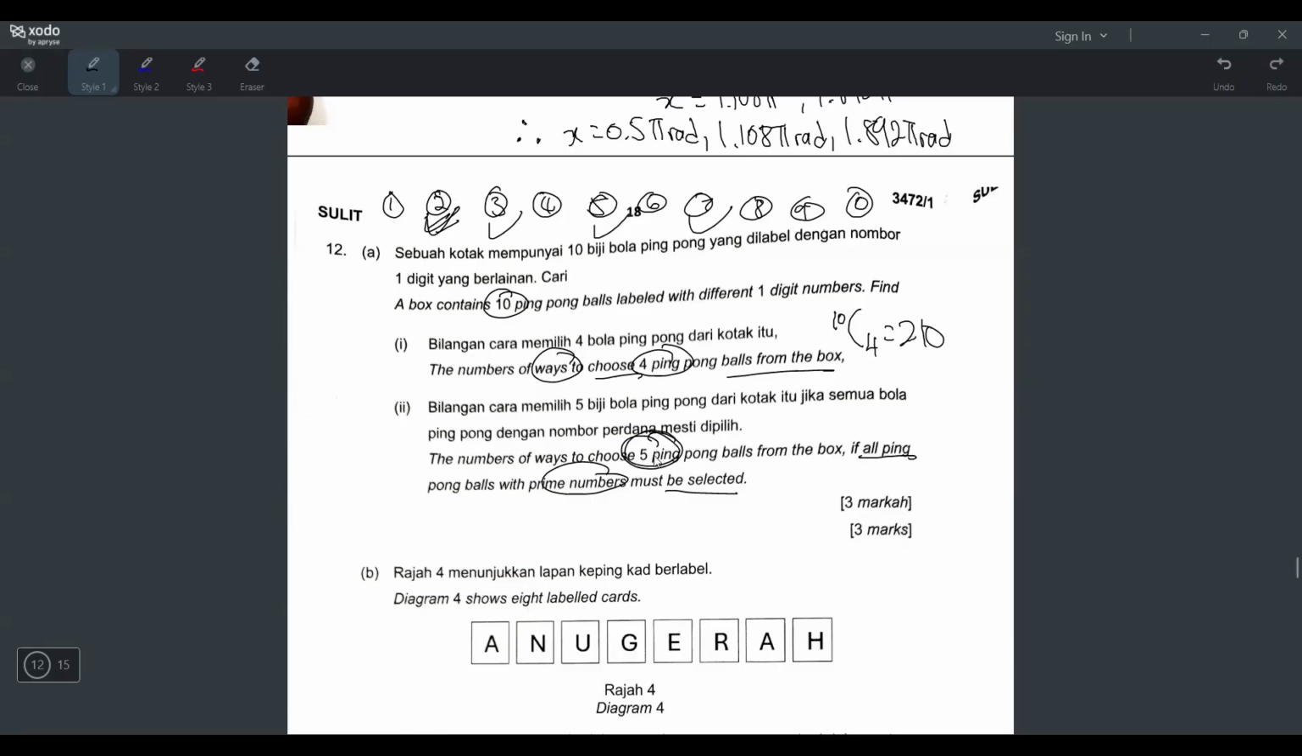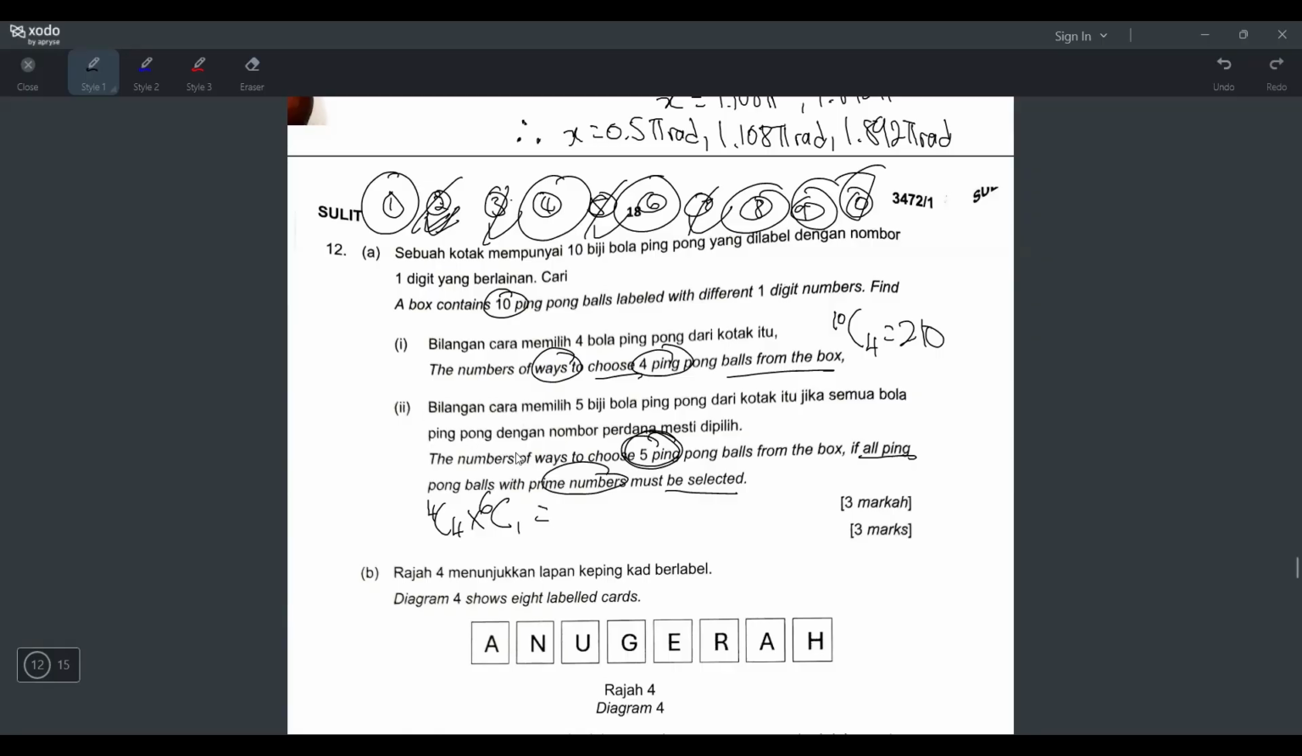But then they say he wants to choose 5 ping pong balls. But there are only 4 prime numbers. And if you want to select all the prime numbers, it means 4C4. It means out of the 2, 3, 5, 7, all these must get chosen. So it will be 4. It has to choose all these 4. But to make up 5 balls, you still have to choose 1 more. And this 1 more, you have to choose from the remaining how many? 1, 2, 3, 4, 5, 6. So from the remaining 6 balls, you choose another one and then multiply. And then you will get the answer.